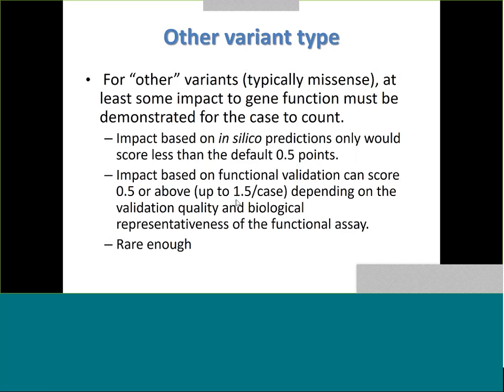So impact based on in silico predictions such as PolyPhen and SIFT, we would typically score less than the default number of points. And if the impact is based on functional validation, it can score the default number of points or above, depending on the validation quality and the biological representativeness of the functional assay. So really this is when you need to look at the evidence and just really assess it, you know, how strong is this evidence and how high would you want to score these points. Another important thing to think about is, is this variant rare enough to be causing the condition that you're thinking about? So of course we always look at exact frequencies as well.